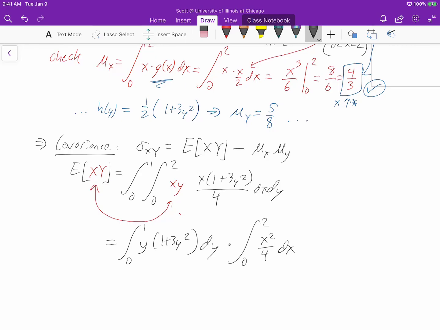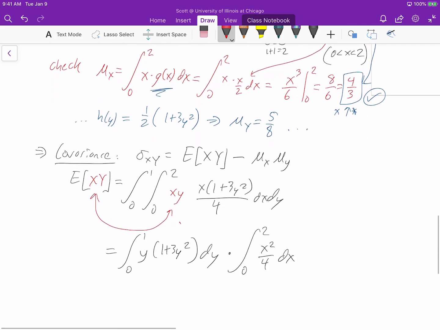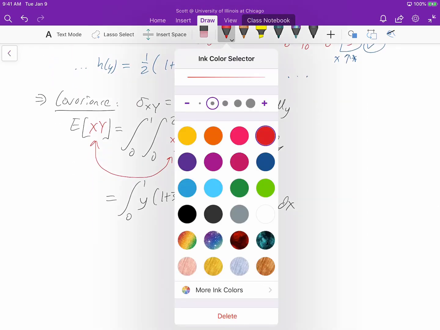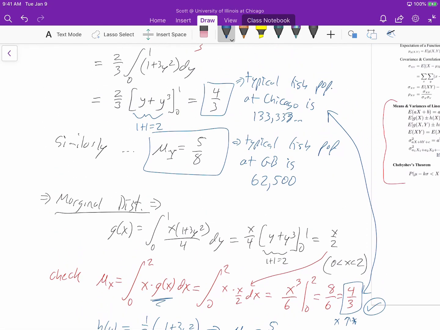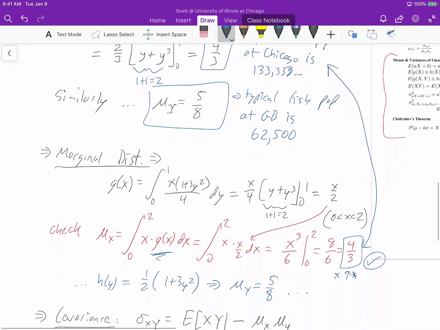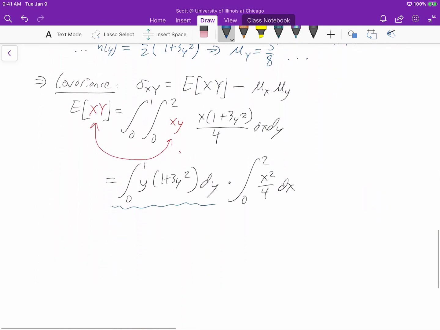This one we've already calculated, I believe. Let's look for this integral right there: y plus 3y cubed in the integrand from 0 to 1. Did we calculate that? I don't know, maybe we didn't. I have it in my notes that we calculated this before. It's not a long integral, so let's just do it. This one is the integral from 0 to 1 of y plus 3y cubed. If you find it in your notes, feel free to refer back to that.